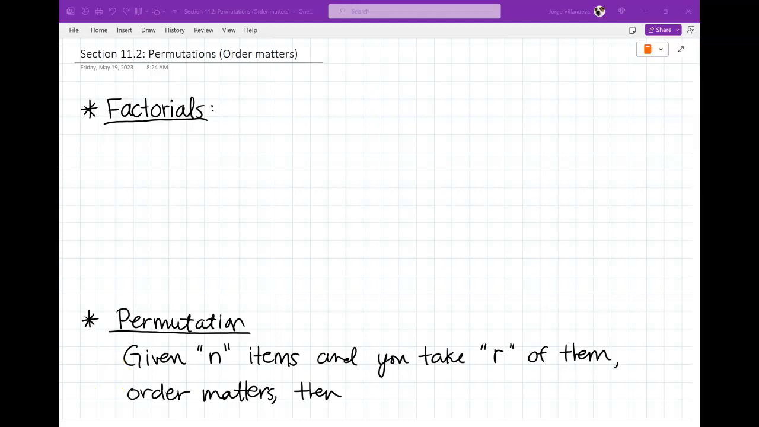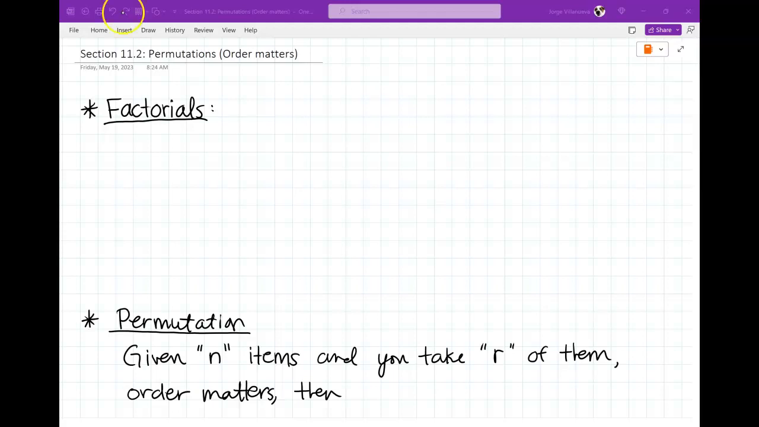Okay, so today we're doing section 11.2, permutations, where order matters in the way I pick things. There will be functions we're going to use on calculators. I'll try to write them out on the board so you guys can see them. But we're going to start off by introducing factorials to you guys.